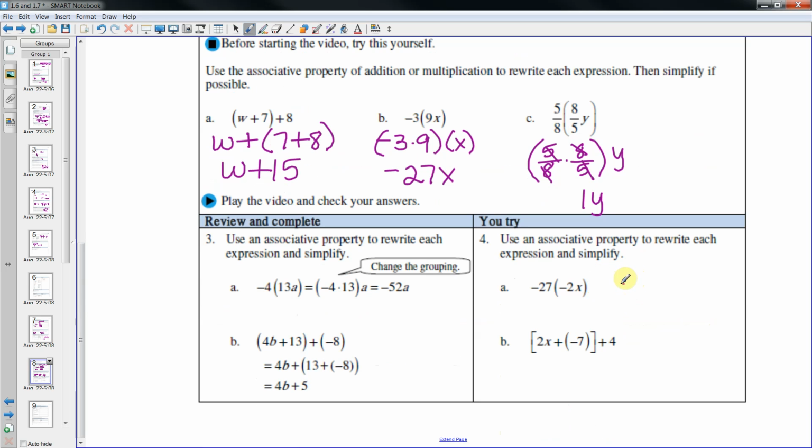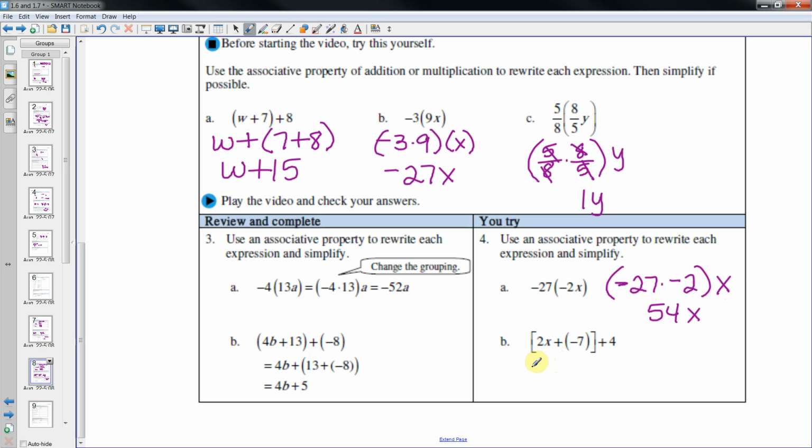So negative 27 on this one times a negative 2. We'll put the x on the outside. 27 times 2, that's going to give me 54, and it's going to be positive because I have two negatives, so 54x.